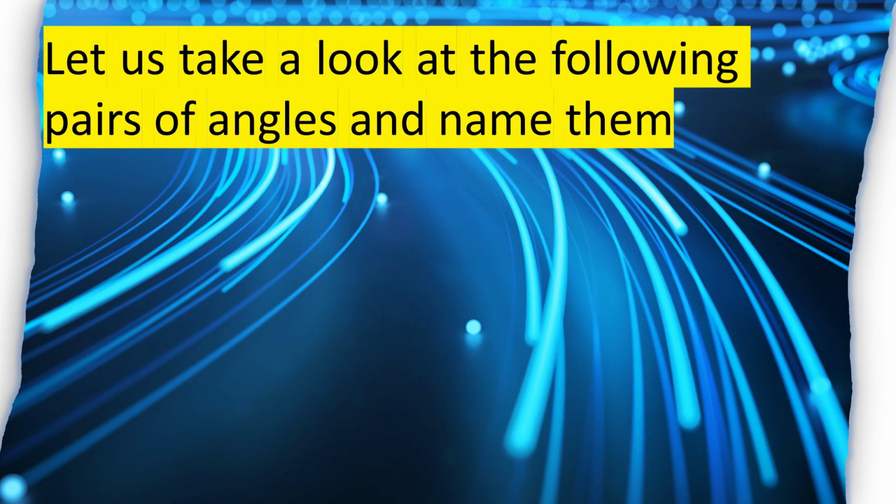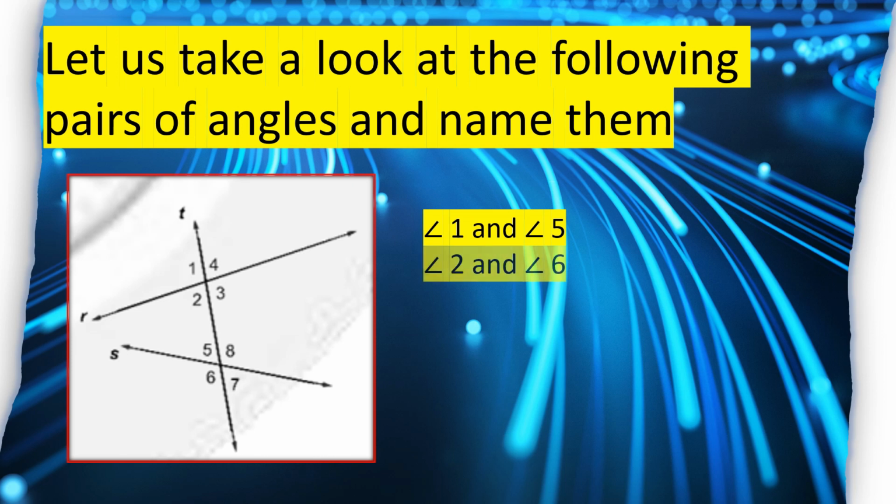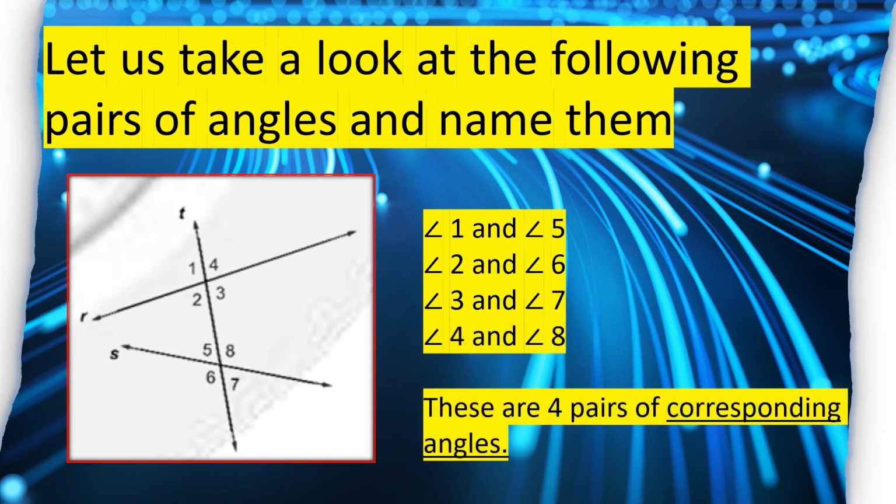Let us take a look at the following pairs of angles and name them. So we have here lines R and S cut by the transversal T. Angle 1 and angle 5, angle 2 and angle 6, angle 3 and angle 7, angle 4 and angle 8. These are four pairs of corresponding angles. Corresponding angles are angles on the same side, one interior angle and one exterior angle. That is the definition for corresponding angles: one interior, one exterior on the same side of the transversal.